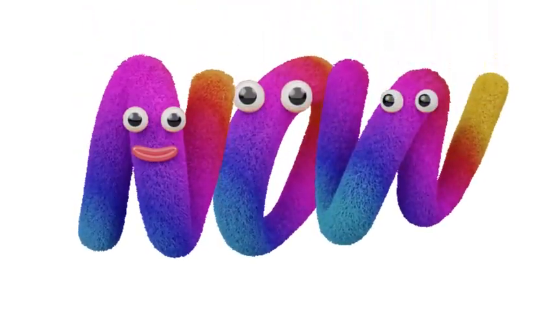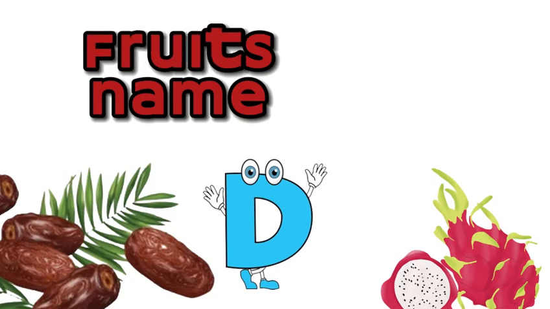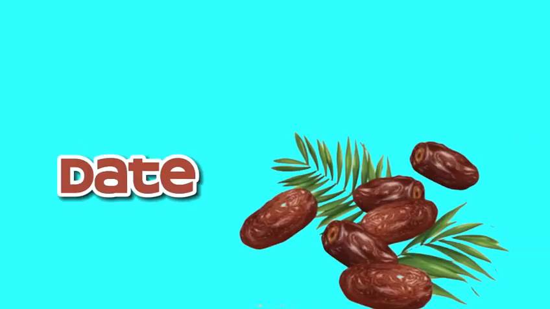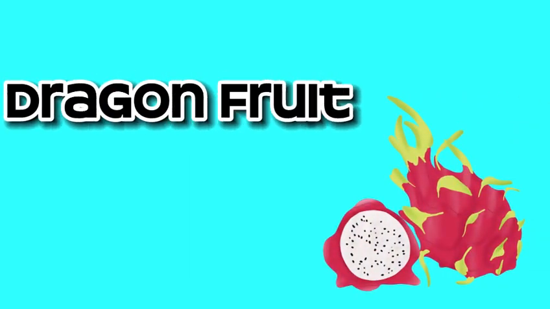Now, let's find fruit names with the letter D. D for date. D for dragon fruit.